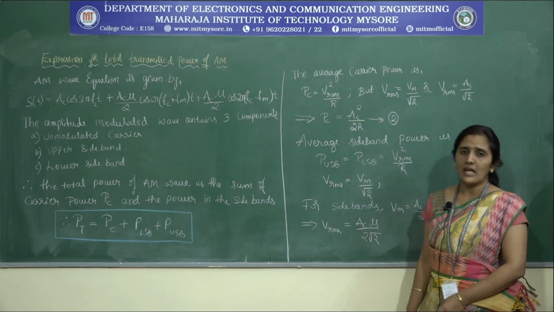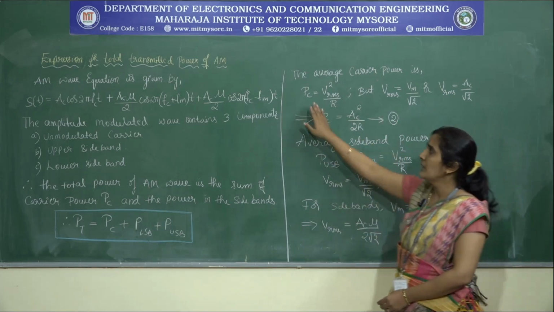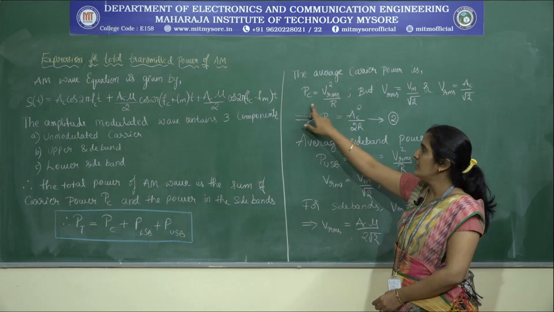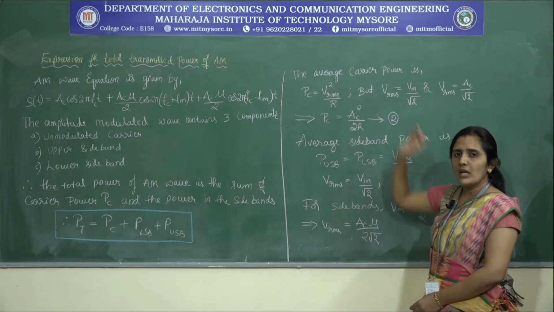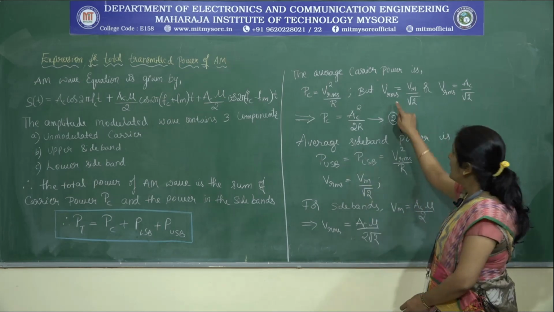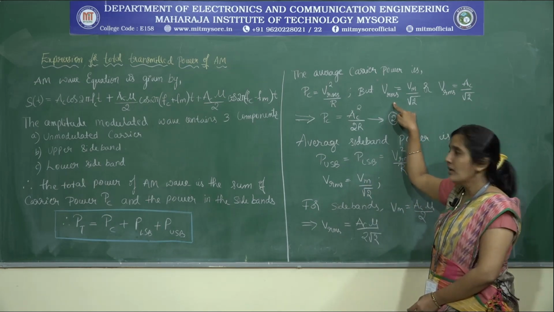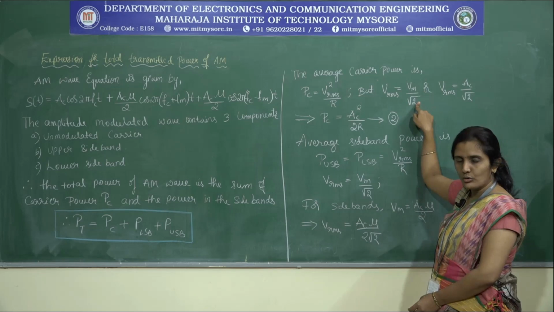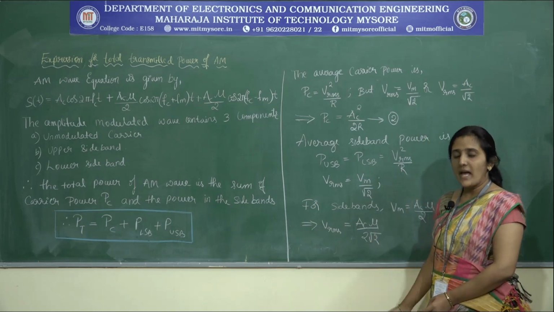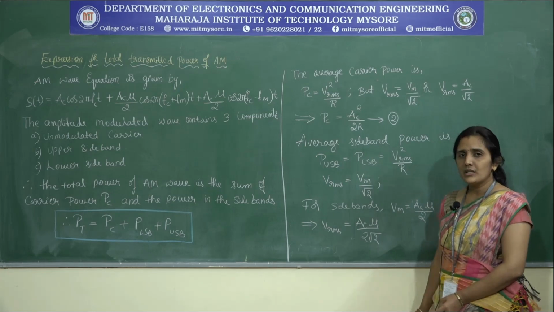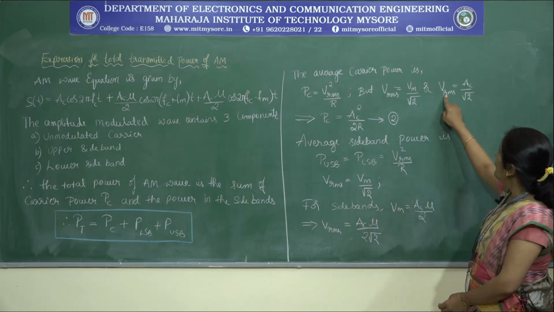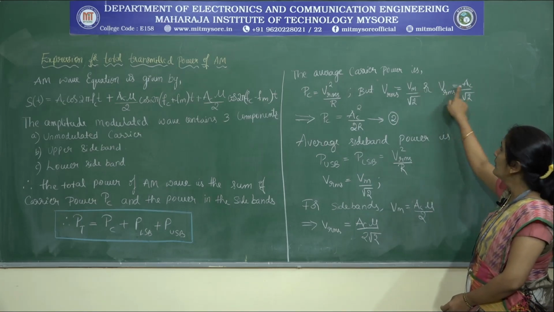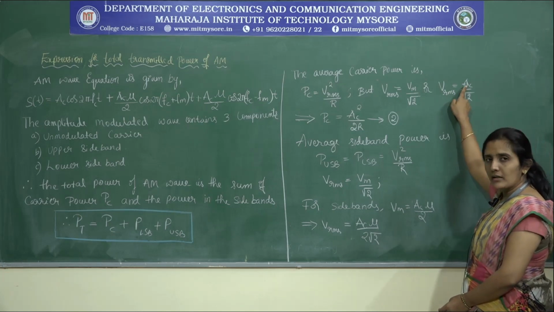The average carrier power Pc is equal to Vrms square divided by R. Whenever we consider the amplitude of the signal, we know the value of Vrms. How do we write it? Vrms equals Vm divided by root 2, where Vm is the maximum amplitude of the carrier signal. So Vrms equals Ac divided by root 2, since Vm equals Ac, the maximum carrier amplitude.